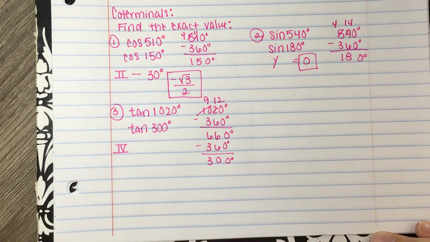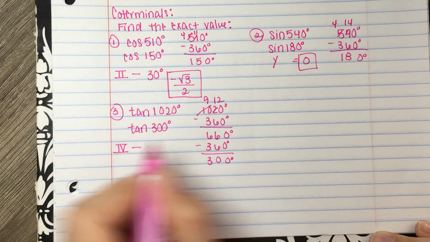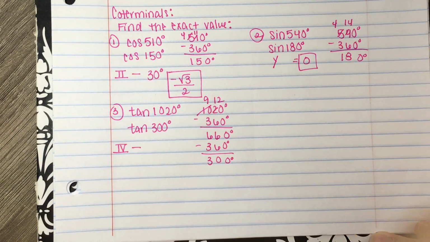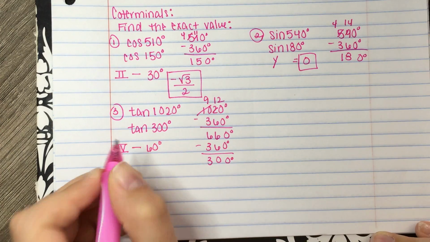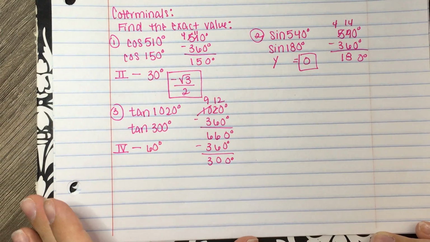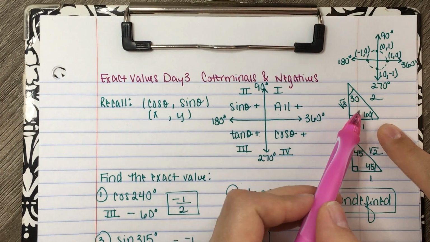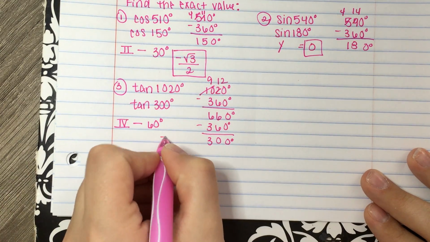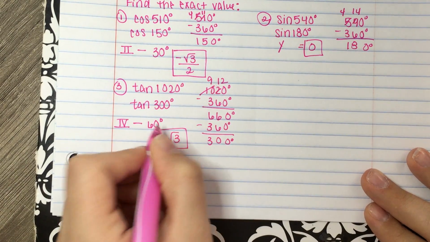It's in quadrant 4, where cosine is positive, so tangent is negative. And then 300 degrees is 60 degrees away from that x-axis. So we're going to do tangent of 60 degrees and make it negative. Let's do that. Tangent of 60 degrees is going to be opposite over adjacent, and we're going to make that answer negative. And there's my answer for number 3.